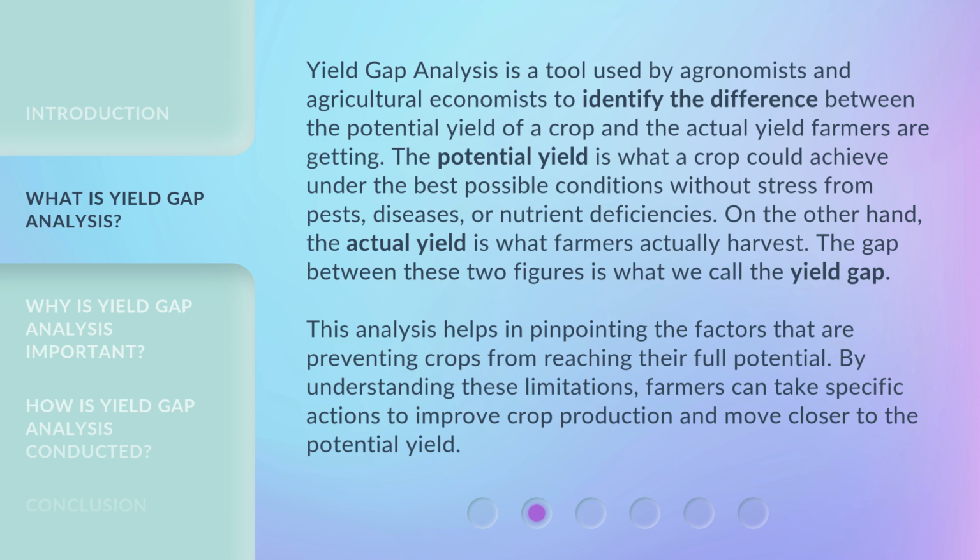This analysis helps in pinpointing the factors that are preventing crops from reaching their full potential. By understanding these limitations, farmers can take specific actions to improve crop production and move closer to the potential yield.